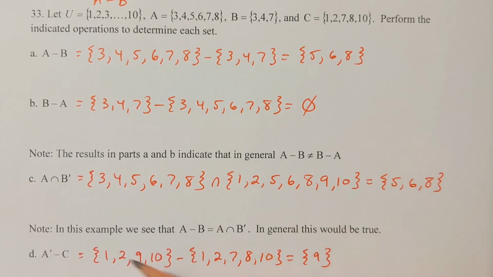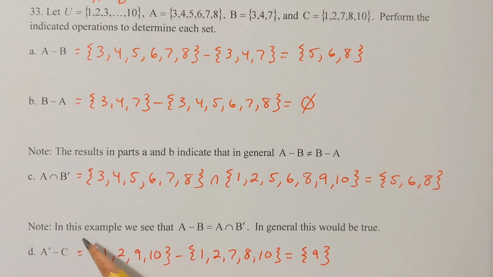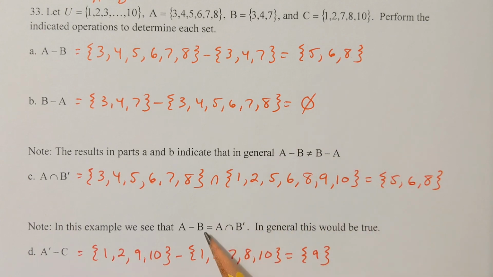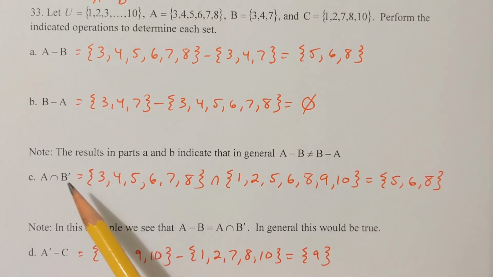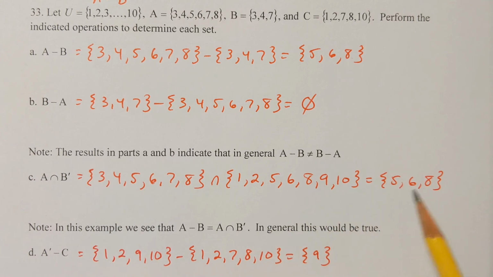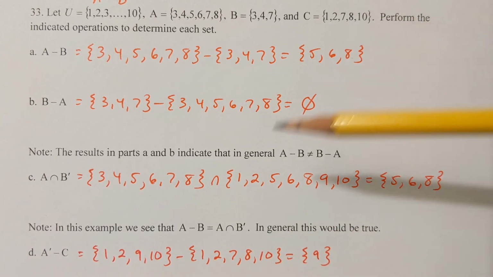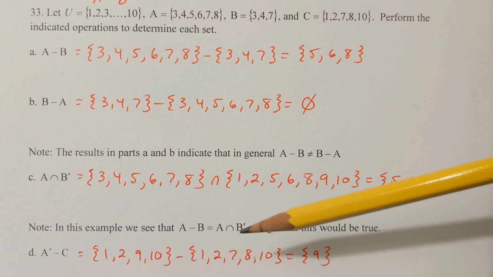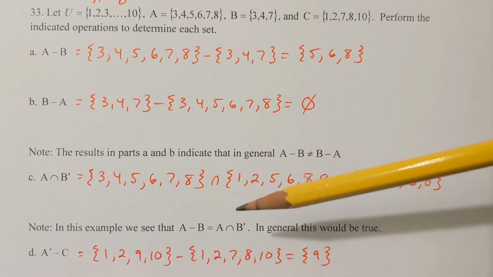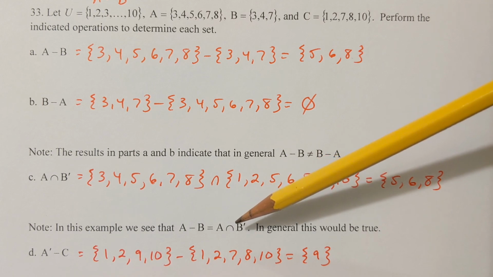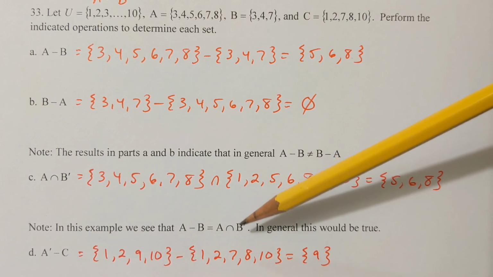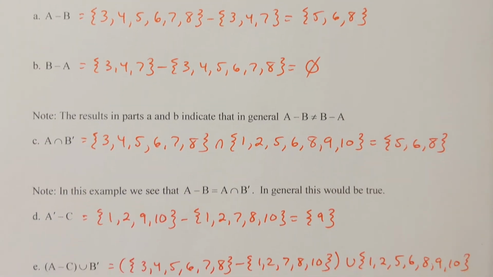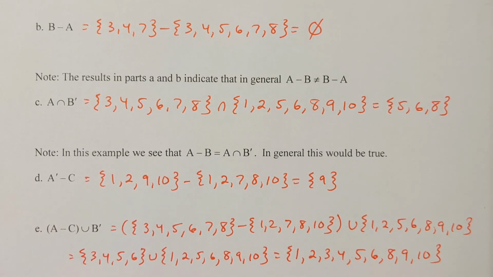Now, there's a note there. Note, in this example, we see that A minus B, which is the set containing 5, 6, and 8, is equal to A intersect B complement, which is the set containing 5, 6, and 8. In general, that will be true. So you're basically saying the same thing, right? A minus B is everything in A that is not also in B. Well, everything in A and not in B. So I haven't said anything different there. In general, that statement is going to be true. Let me stop right there in the notes.